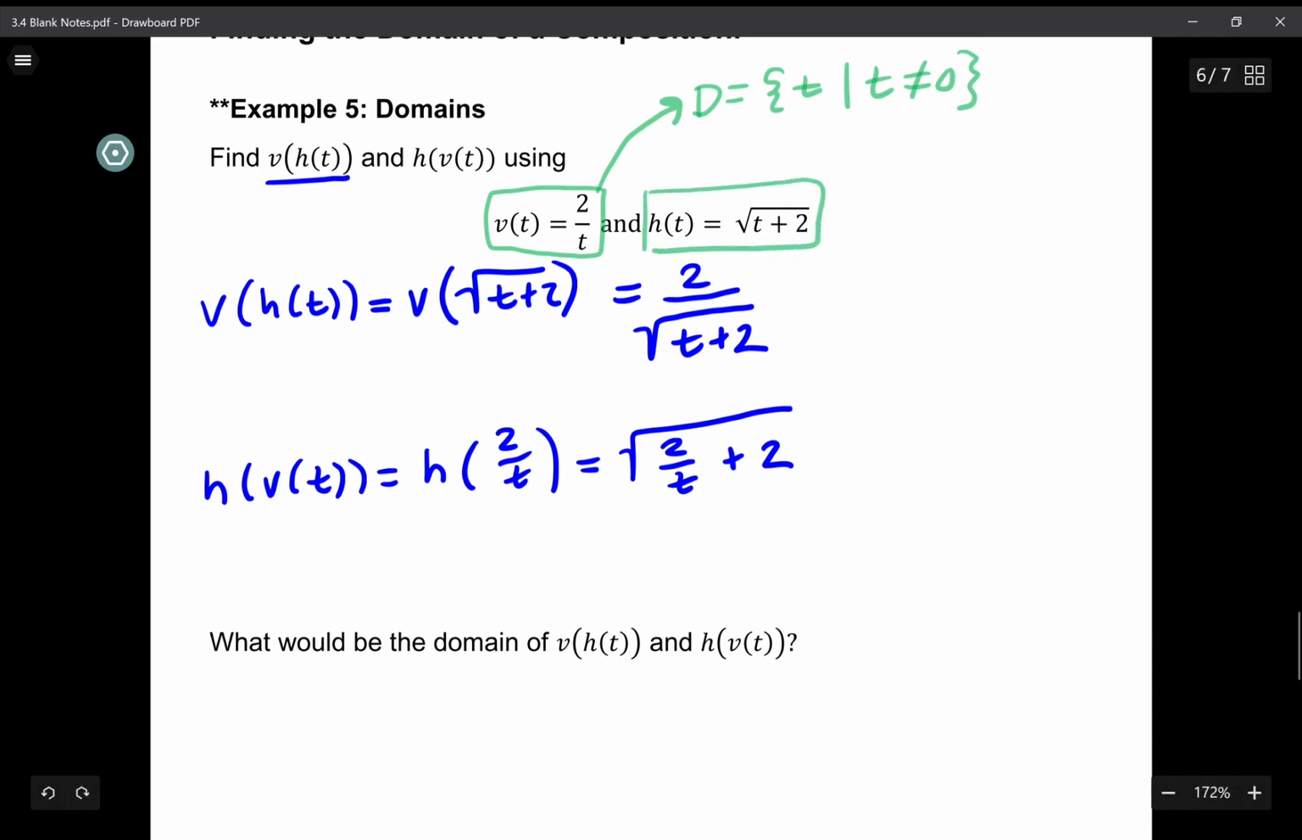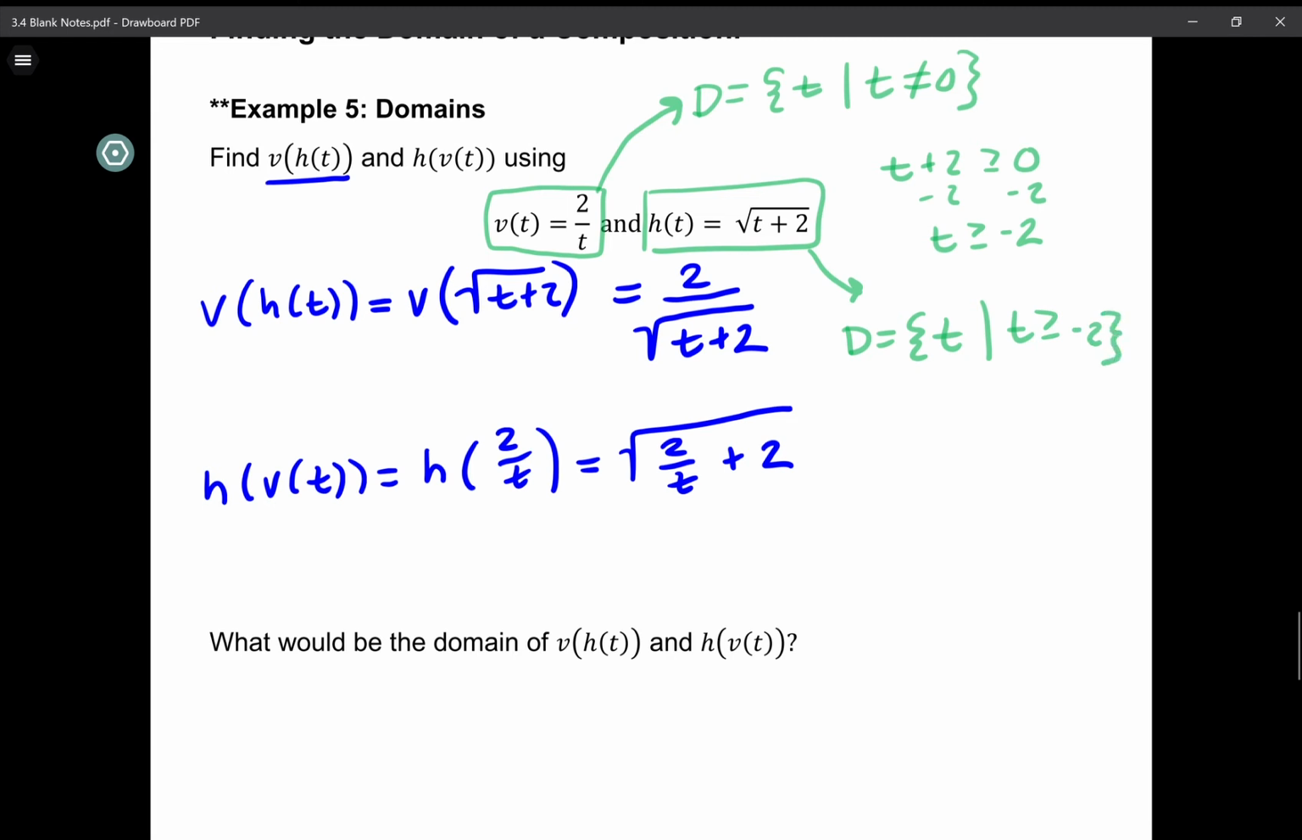Let's think about the domain for h of t. Well, we don't have to worry about dividing by 0, but we do need to worry about taking the square root of a negative number. We need the part under the square root sign, t plus 2, to be greater than or equal to 0. Solving that linear inequality means that t needs to be greater than or equal to -2. So the domain for this function is the set of all t such that t is greater than or equal to -2.